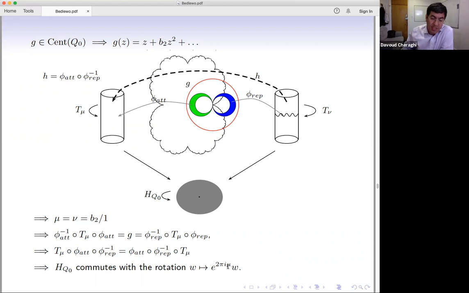So once you know mu is an integer, you go back to here and say that, if my G in this coordinate is translation by an integer, it must be the same integer iterate of Q0.